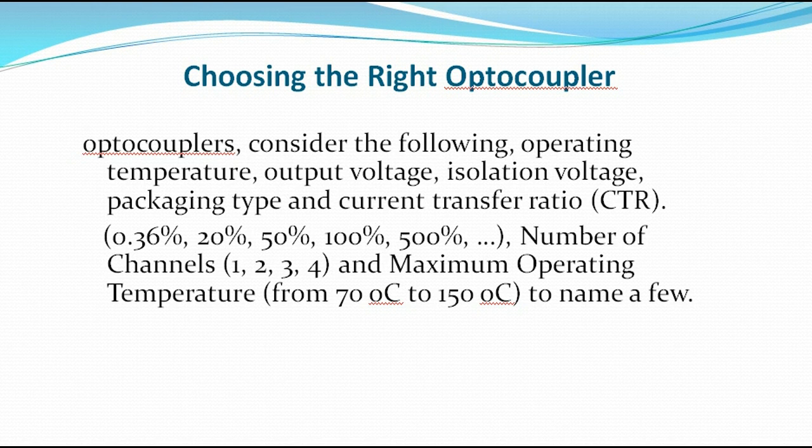Just look at how it has numbered. This CTR, which I have already mentioned before. Now look at it here. This is 0.36, 20%, 50%, 100%, and so on and so forth. Numbers of channels, you also consider the channel: 1 channel, 2, 3, 4, and so on. It has dual, it has so many of them. It has various channels.